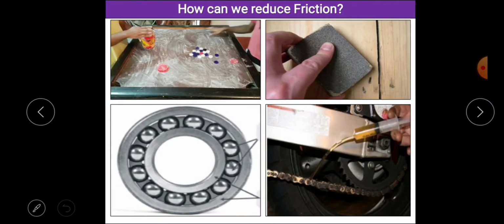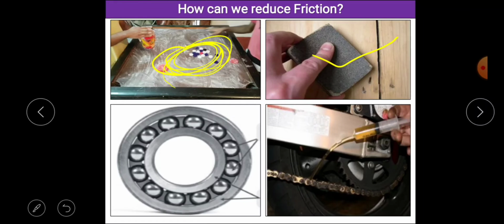Now let's see how we can reduce friction. Because of the disadvantages of friction, in some cases we have to reduce the friction. So there are various ways. For example, when we play carom board, the strikers have to move swiftly so that we can play properly. That is why we put fine powder on the carom board so that the striker can glide smoothly over it.